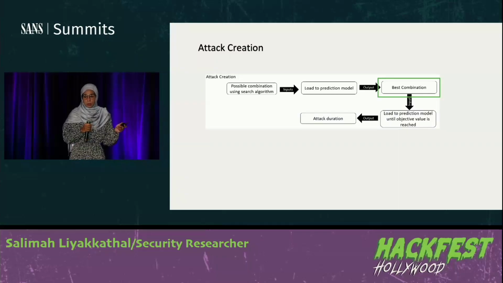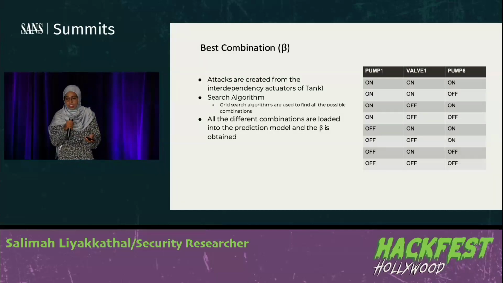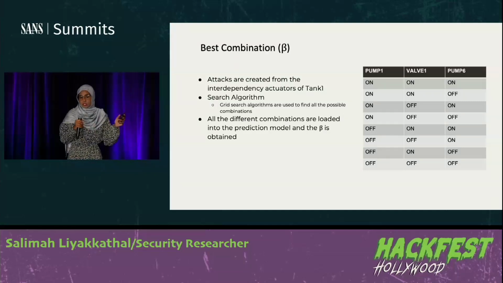Let's look into the possible combinations closely. So we know that attacks are created from the interdependency of actuators of tank 1. You can look, the interdependencies are listed in the table below: pump 1, valve 1, pump 6. To find the best combination, a search algorithm could be used. I use the grid search algorithm, which is basically like brute force, but I do not recommend using grid search if you have a large data set to play with. In this case, it's okay. If you have larger data, you should use random search or a Bayesian optimization algorithm.